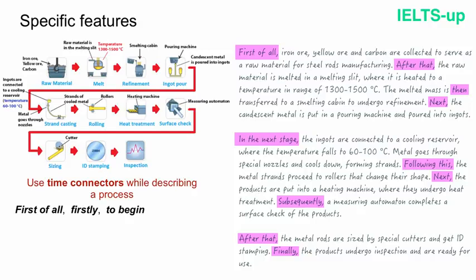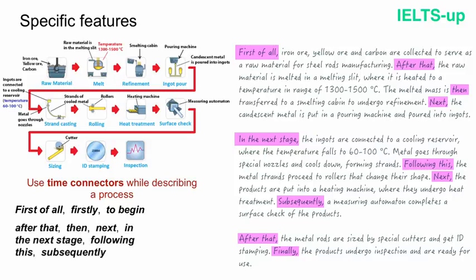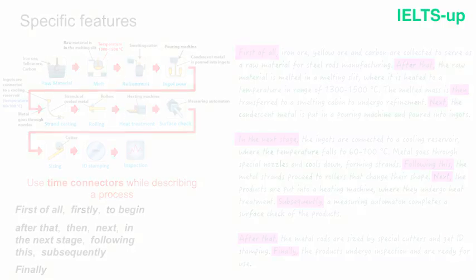To move on to the next stage, I use the following connectors. After that, then, next, in the next stage, following this, and subsequently. And to describe the last stage, I used connector finally. It's a very, very good idea to use these time connectors if you're describing a process. This way your writing will be more coherent and you will achieve a higher score.